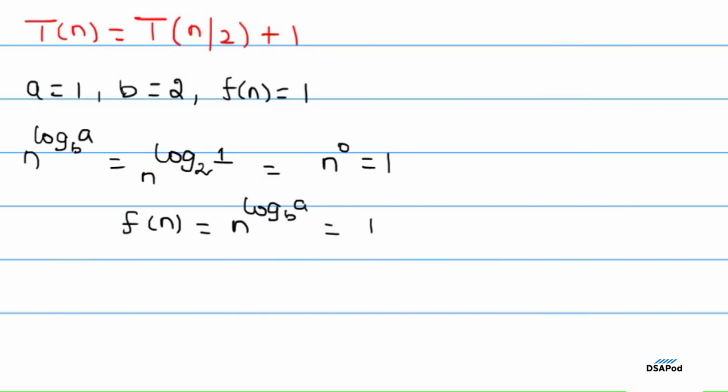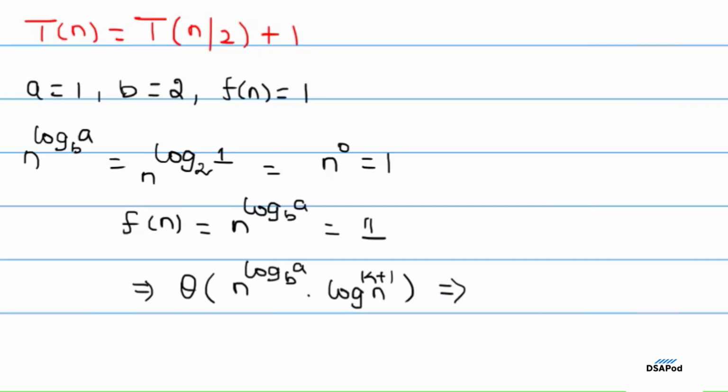f(n) is equal to 1. So case 2 is applicable here. The time complexity is determined as theta of the watershed function value, multiplied by log n to the power k plus 1. So we know the watershed function value, that is 1. The 1 is multiplied with log n to the power k plus 1. So what is k plus 1 from this?